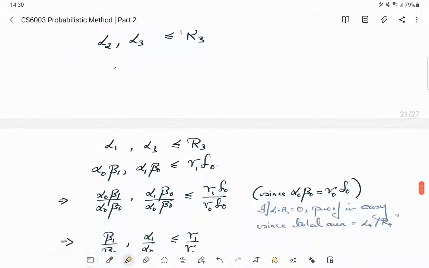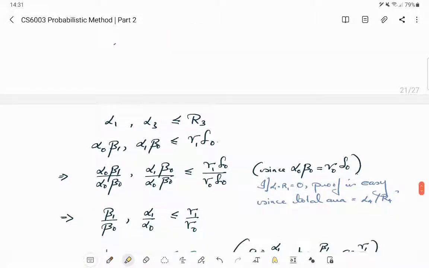So now L2, L3 less than or equal to R3, I expand back in terms of the 8 numbers. So L2 is alpha naught beta 1, L3 is alpha 1 beta 1. You can verify all of this, okay, pause and verify. By the way, these are two inequalities; I could have written them as separate things: L2 less than or equal to R3 and L3 less than or equal to R3. Then I divide the left hand side by alpha naught beta naught and the right hand side by gamma naught delta naught. Okay.